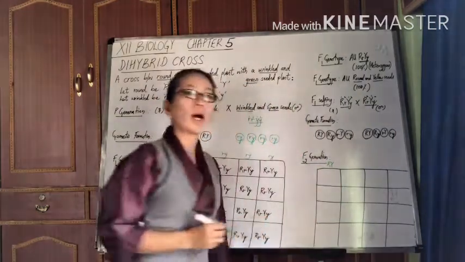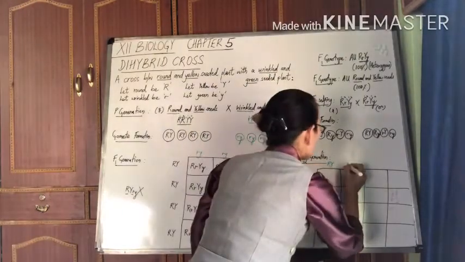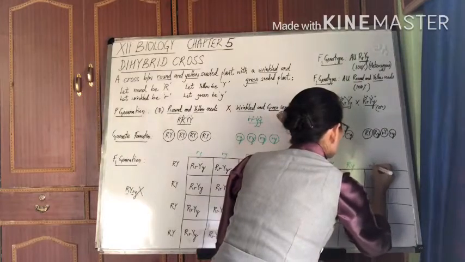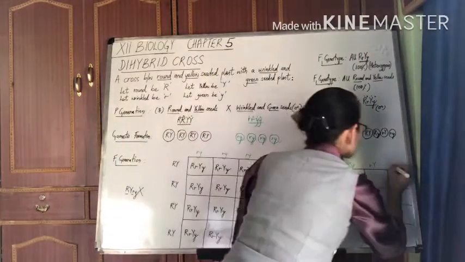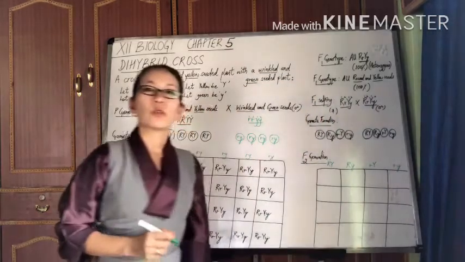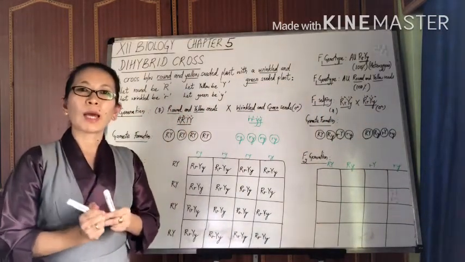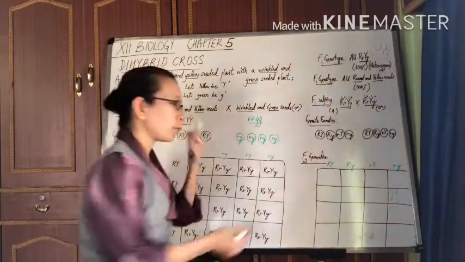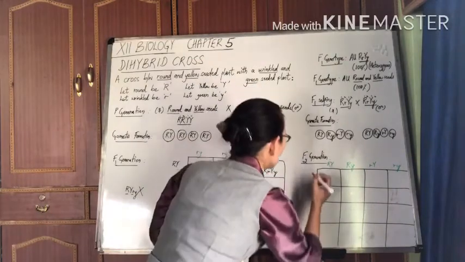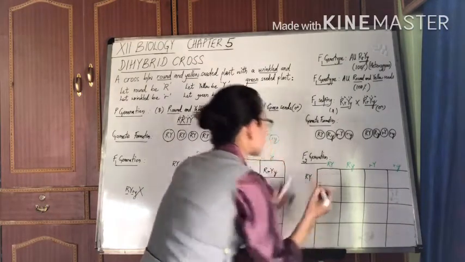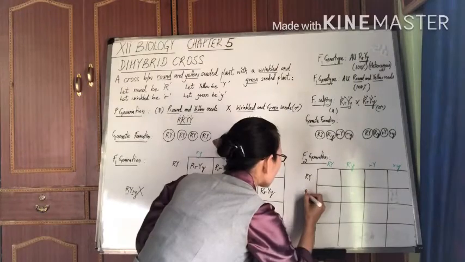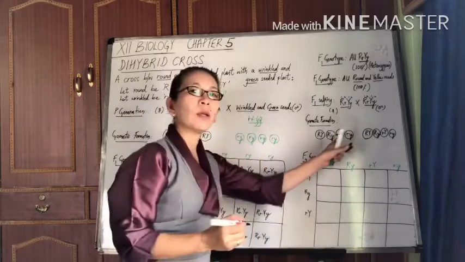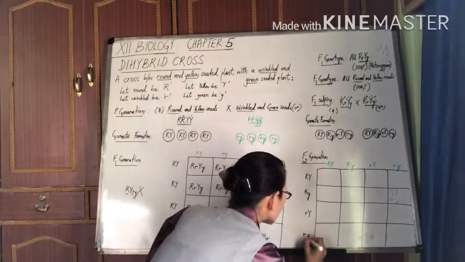Capital R, capital Y. Second one is capital R, small y. Third one is small r, capital Y. Fourth one is small r, small y. So these are the 4 different types of male gametes. Likewise, we have 4 different types of female gametes which are to be shown here on the left side. The first one is capital R, capital Y. Second one is capital R, small y. Third one is small r, capital Y. Fourth one is small r, small y.